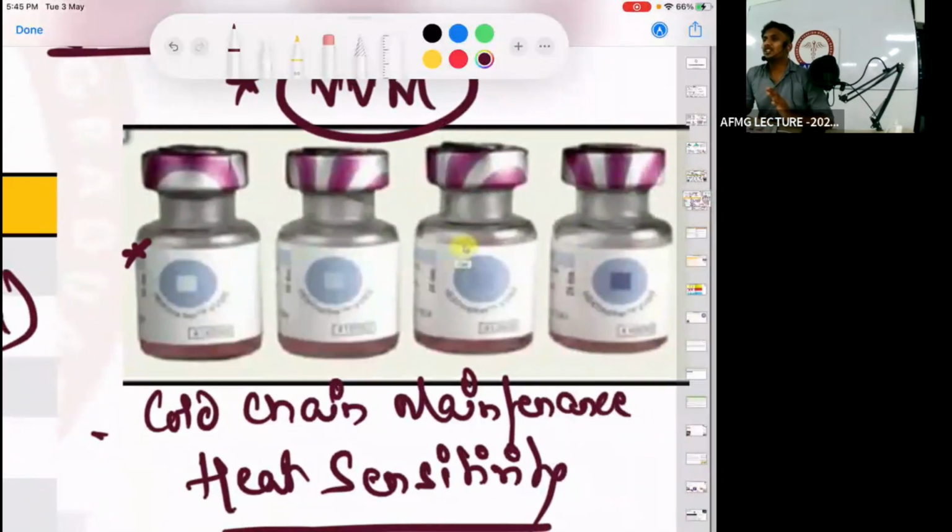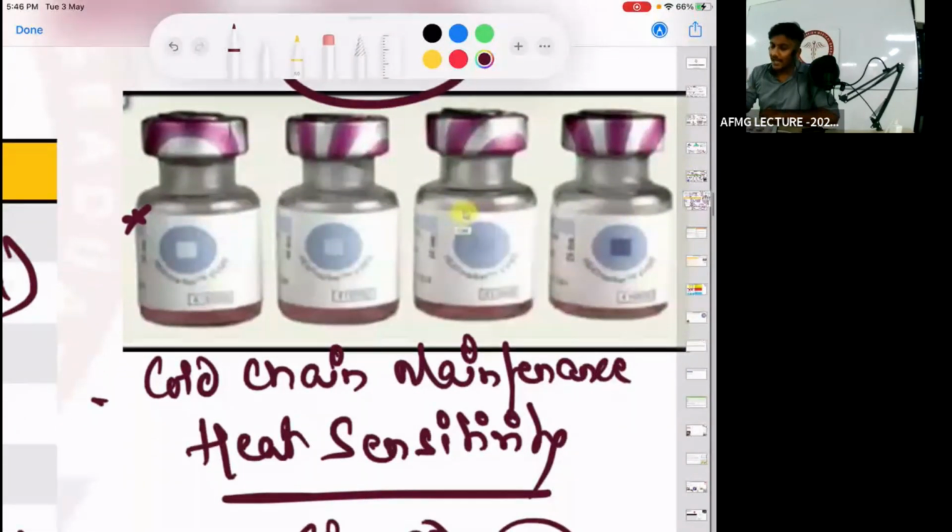It will change the color when the cold chain of the vaccine is not maintained, when the temperature of the vaccine is not maintained. Therefore it is called a marker of heat sensitivity. If there are fluctuations in the temperature, this vaccine vial monitor will change its color. Therefore it is known as a marker of cold chain maintenance or heat sensitivity.